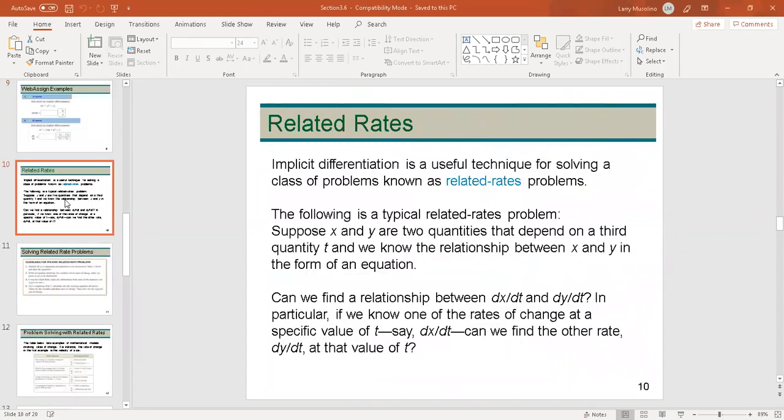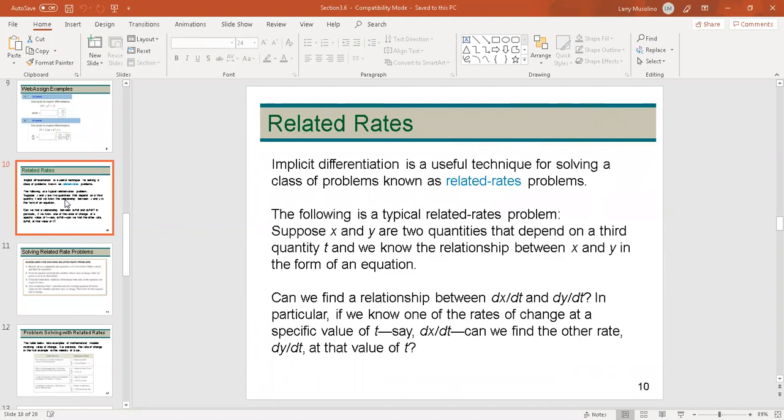Folks, one application of this is solving what are called related rate problems. Related rates are really two quantities that are changing related to each other. So let me give you an example. Let's say you're blowing up a basketball. Well, as you blow up a basketball, the radius of the basketball gets bigger, but at the same time, the volume of the basketball is increasing.